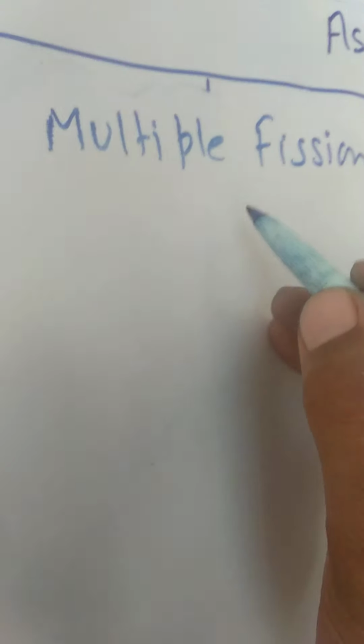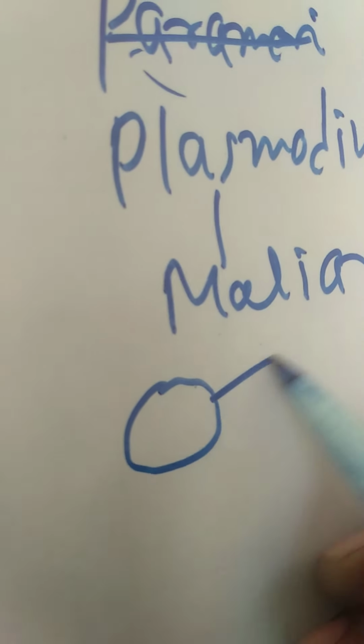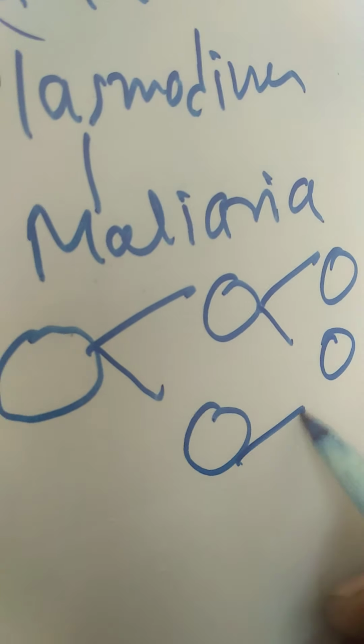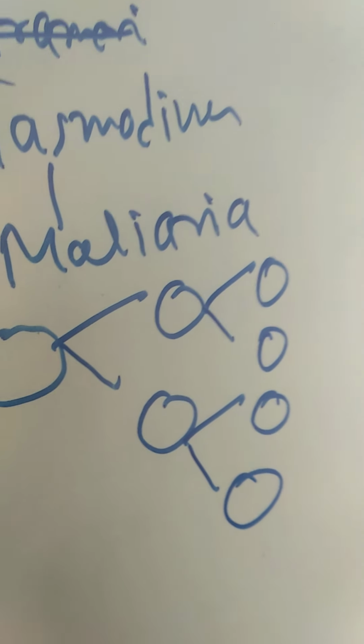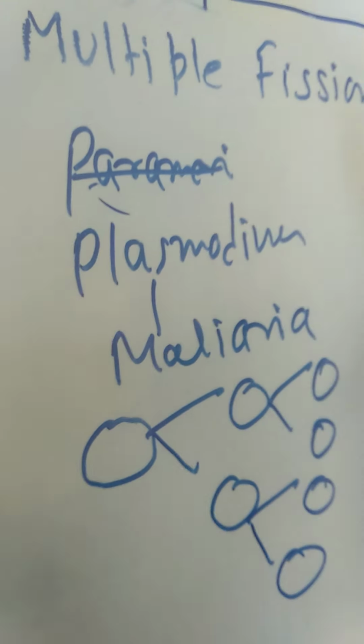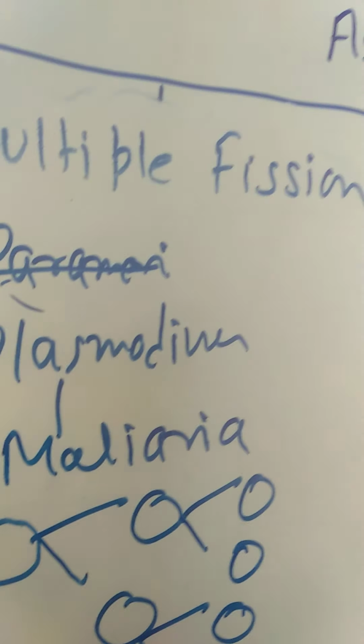Then second, multiple fission. Multiple fission, plasmodium. Okay, here I am drawing it, students, plasmodium. So plasmodium is a pathogen which causes the malaria disease. What it does actually is that plasmodium enters the human body, matures and produces a number of spores. So this number of spores finally causes the symptoms of malaria. So multiple spores are formed, that is called multiple fission. It mostly occurs in plasmodium. Okay, it is a type of protozoan species.